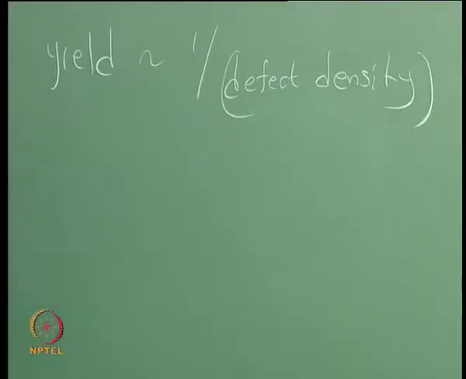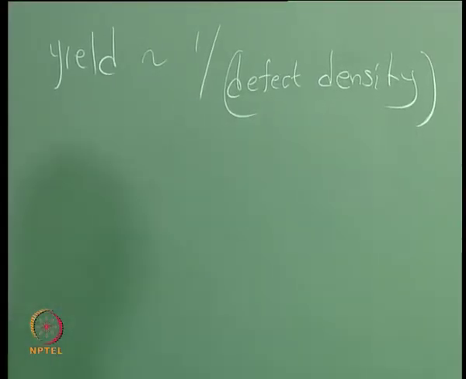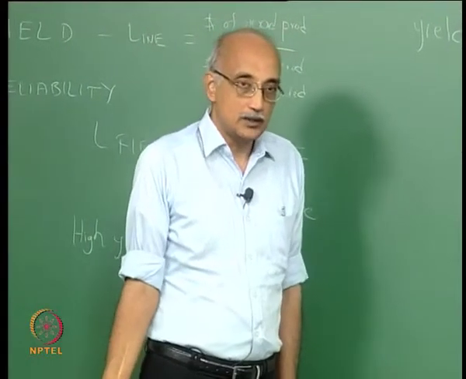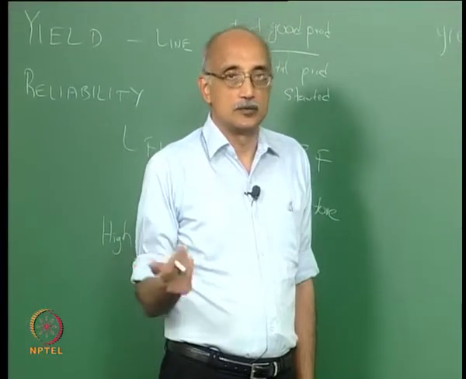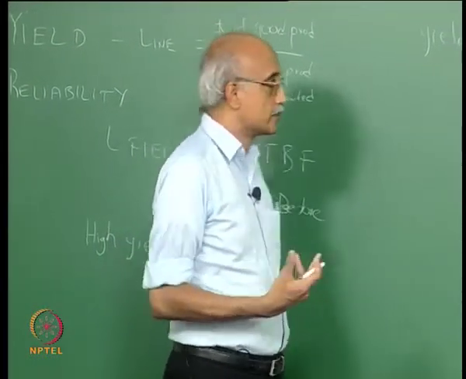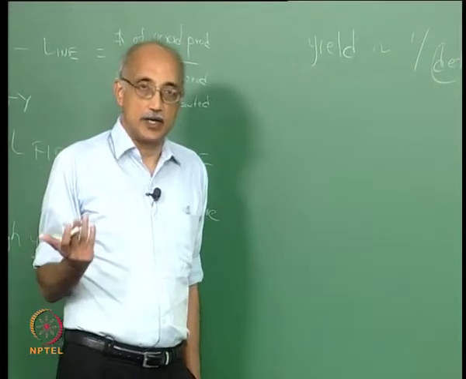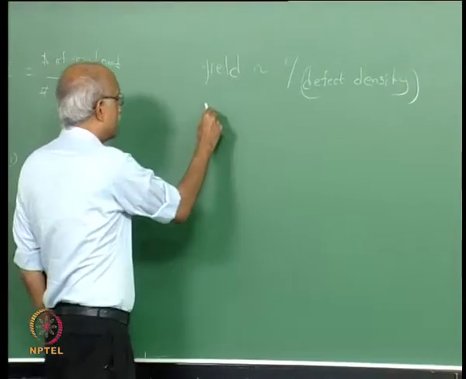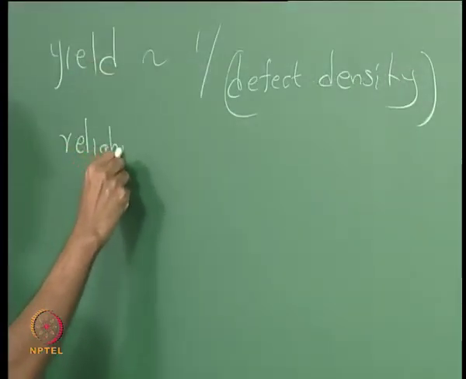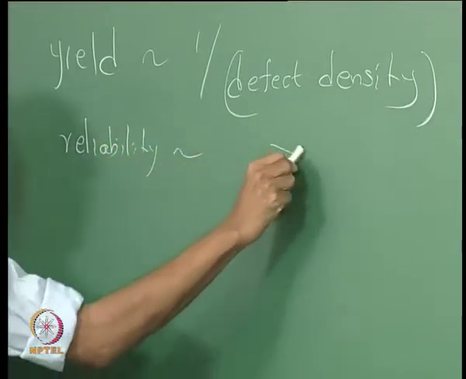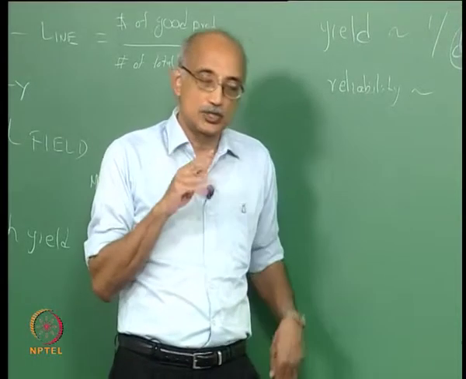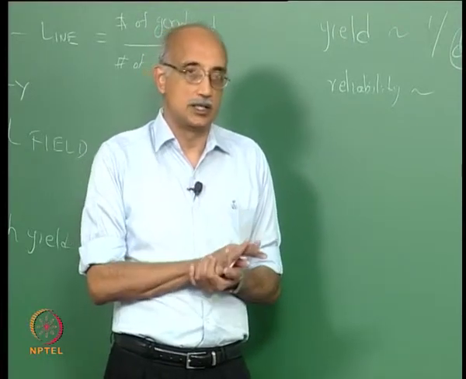So as the name suggests, defect density is basically the number of defects on a product per unit length, unit area, or unit volume, depending on what the product is. The higher the number of defects on the product, the lower the yield. And similarly, reliability will also scale the same way. So for the product manufacturer, it's very important to control and minimize the defect density parameter.